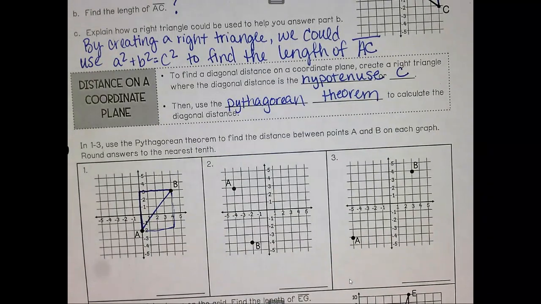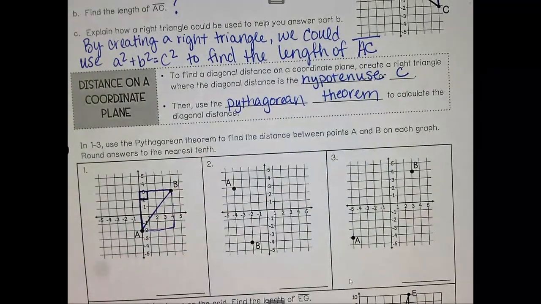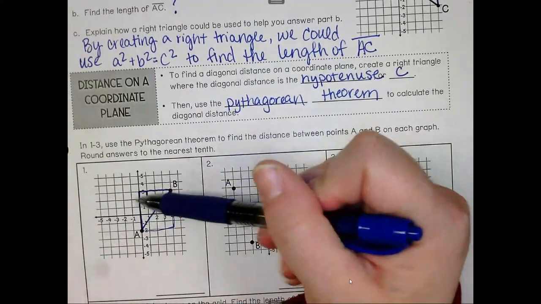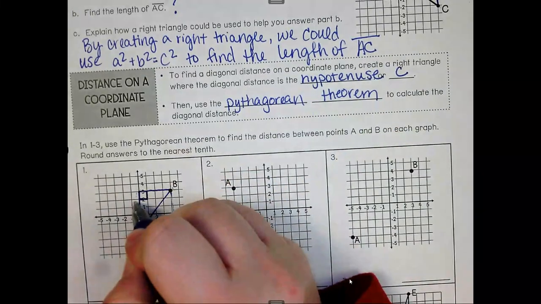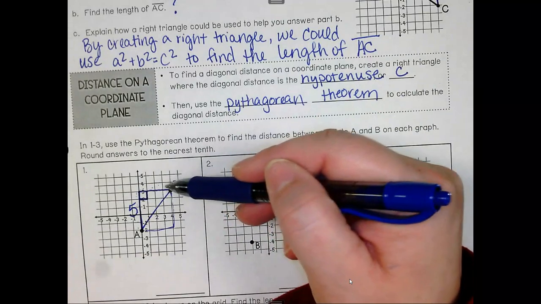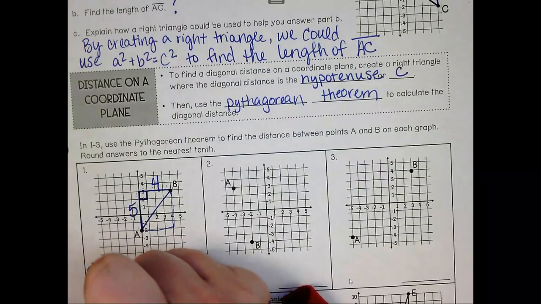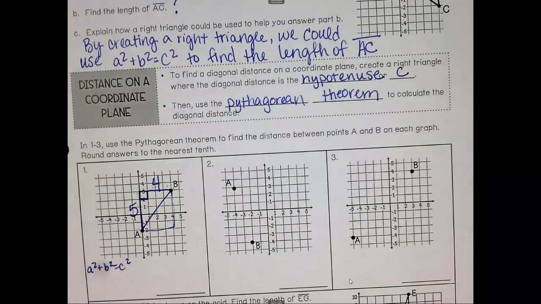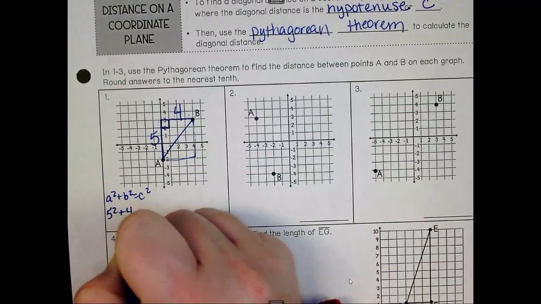Okay, but a right triangle has to have what? A 90-degree angle, right? Has to be exactly square. Okay. Now, each square represents 1 unit, so I need to figure out my side lengths, right, to find C. So I have 1, 2, 3, 4, 5. And then I have how many on the top? 4. Okay, so using my theorem, a squared plus b squared equals c squared, what 2 numbers would I plug in? 4 and 5. So 5 squared plus 4 squared.